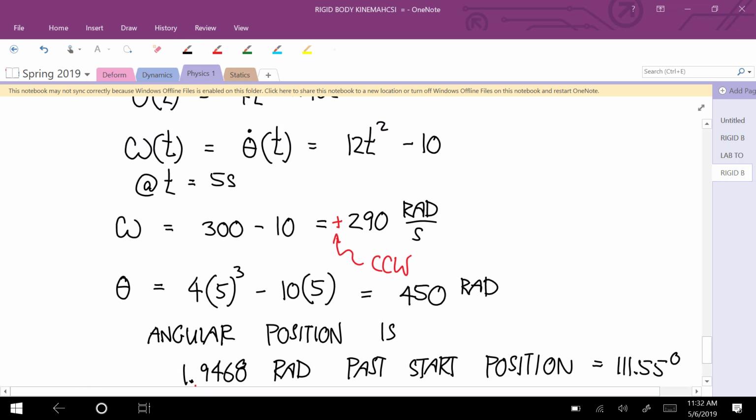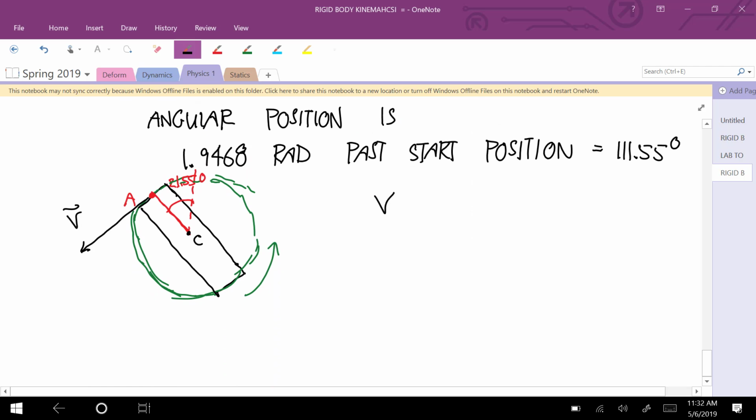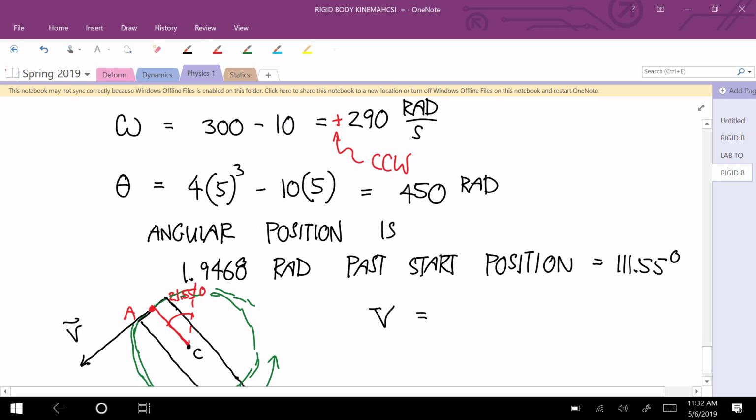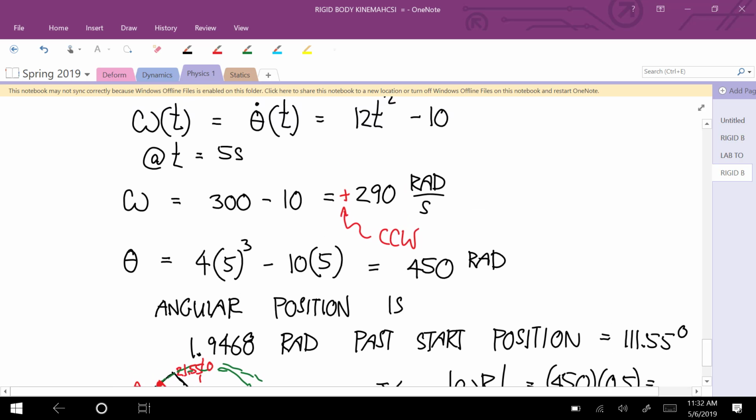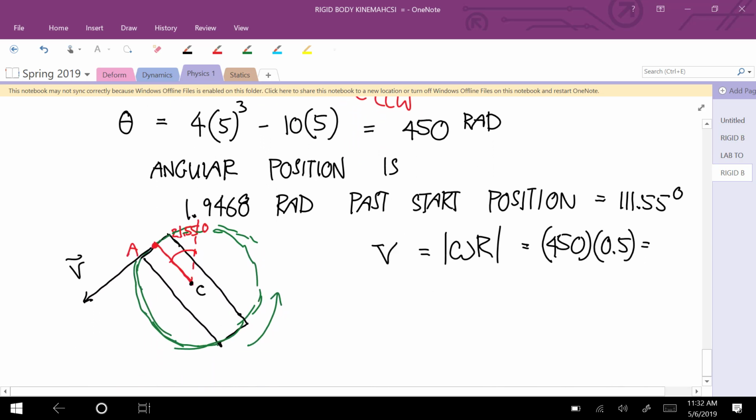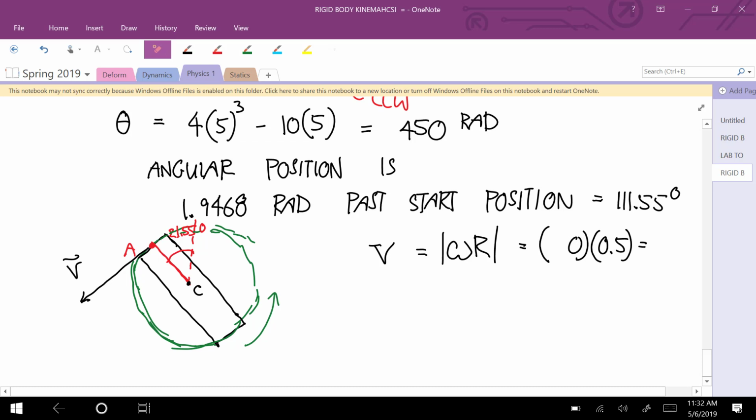The speed is still going to be equal to the absolute value of the angular velocity times r. And so that's 290 times 0.5, and so that's 145.